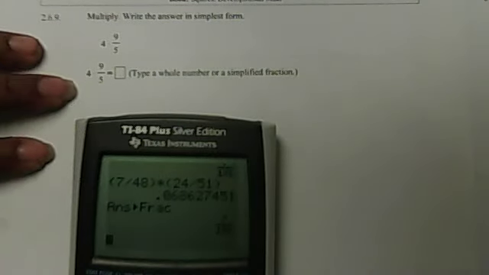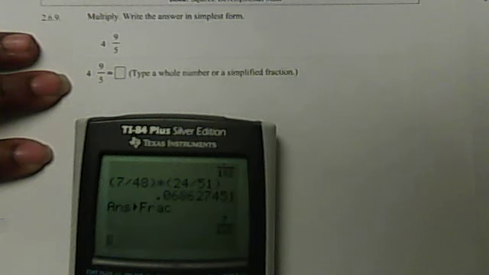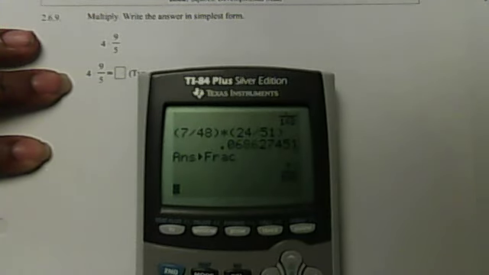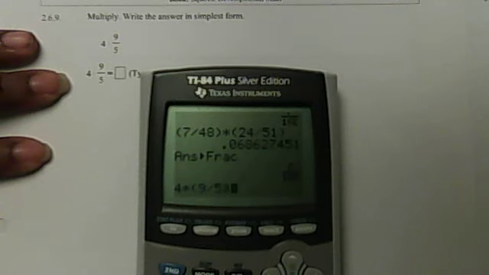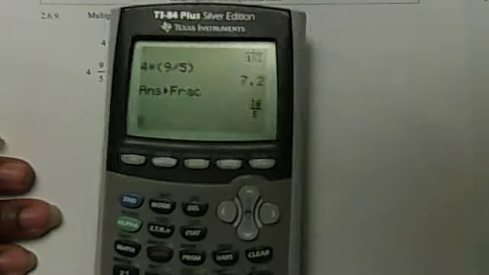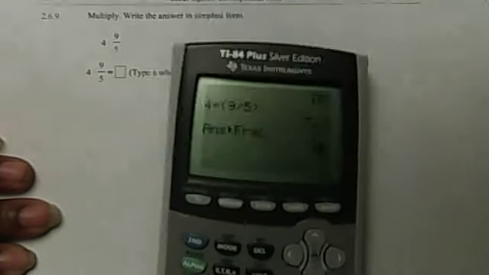Here's one here. 4 times 9 over 5. Since 4 is not a fraction, you can just type in 4 times. If you're doing this way, then you got 9 over 5. Then you have to hit math, enter to get your answer, which is 36 over 5.